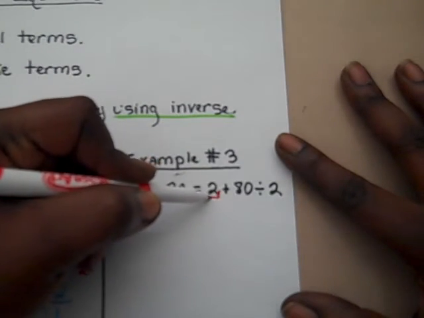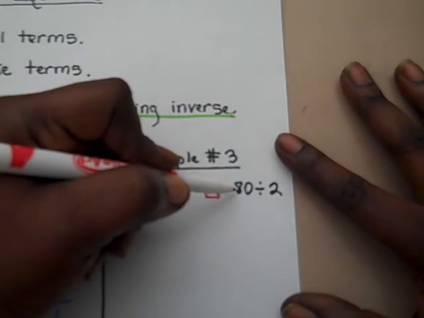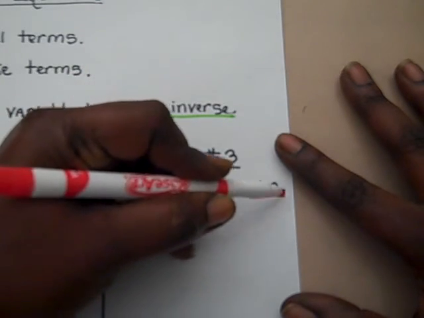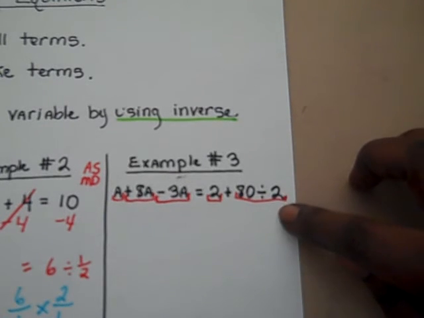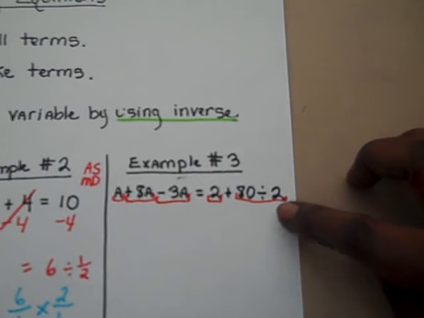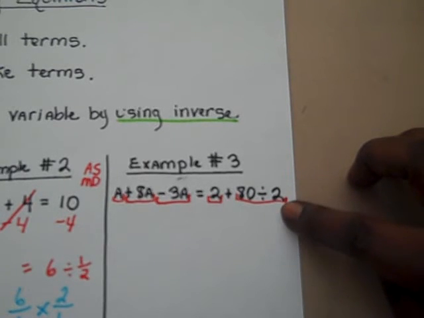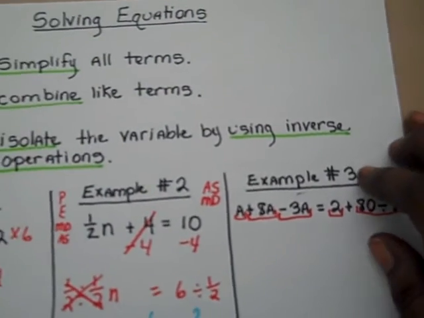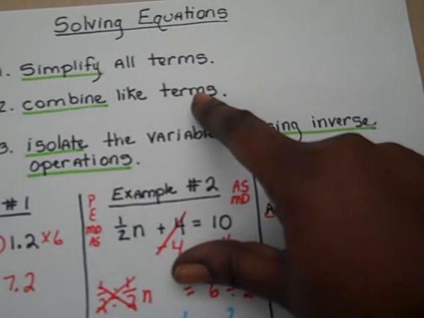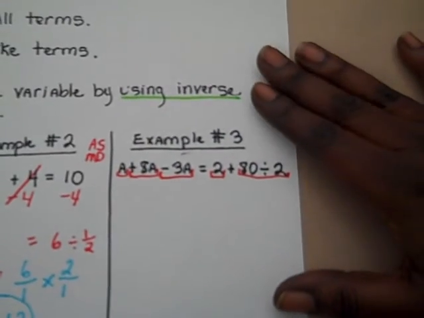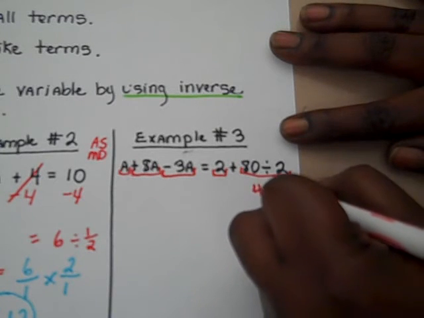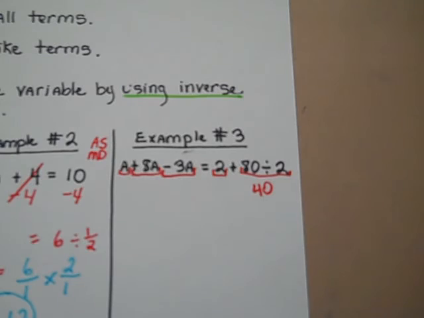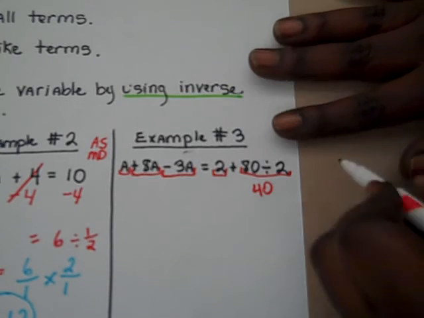Come to the other side, we have 2, which is simplified, but over here, 80 divided by 2. That is a term. Remember, terms are separated by addition or subtraction. So that's one term, but it's not simplified. We need to simplify this part of the equation as step 1 tells us to do, simplifying our terms. So 80 divided by 2 is 40. Then I'm just going to copy the rest of the equation.